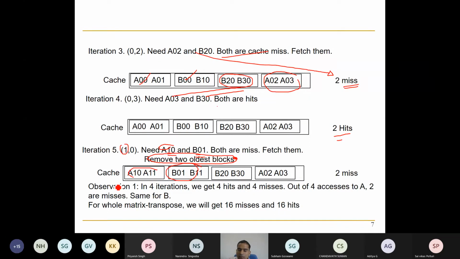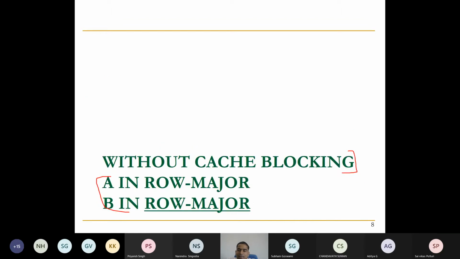So our observation was that in 4 iterations, we get 4 hits and 4 misses. Out of 4 accesses to A, 2 are misses, same for B. And if you continue like this, for the whole matrix transpose, out of the 32 accesses, 16 misses will happen and 16 hits will also happen. So total out of 32, 16 misses and 16 hits. So this was the summary.